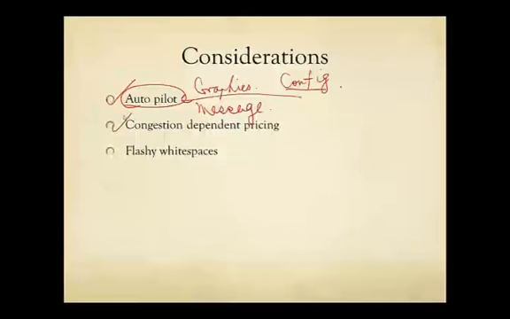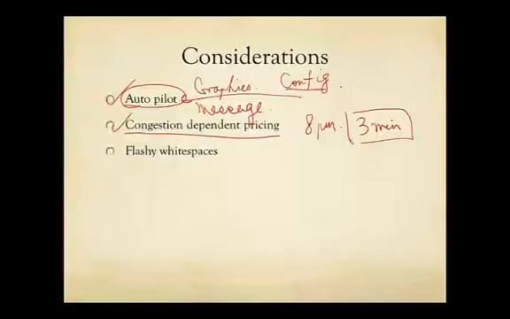We can also consider time-dependent pricing as a precursor, a special case of the more general congestion-dependent pricing. So it might be 8 p.m., possibly in a corner in Manhattan, but it so happens that for the next, say, 3 minutes, very few people are using this part of the spectrum. That means you should probably price less, okay? Because you don't have opportunity cost there, and yet you can use a lower price to attract more traffic. These are what we call flashy white spaces.